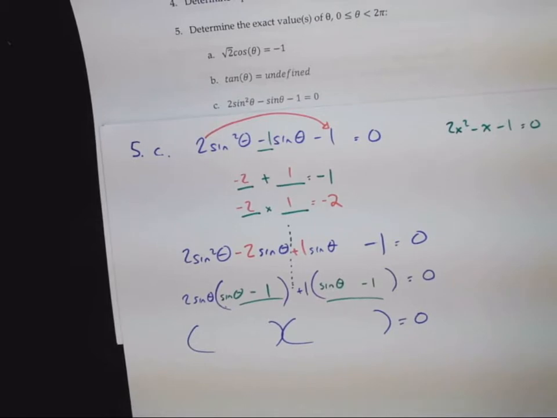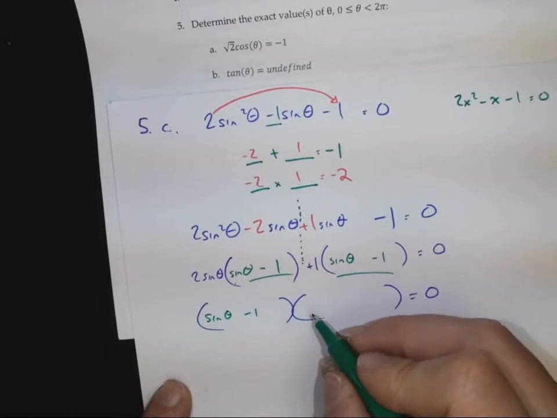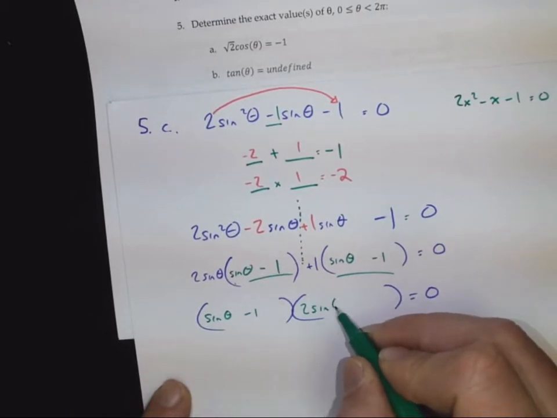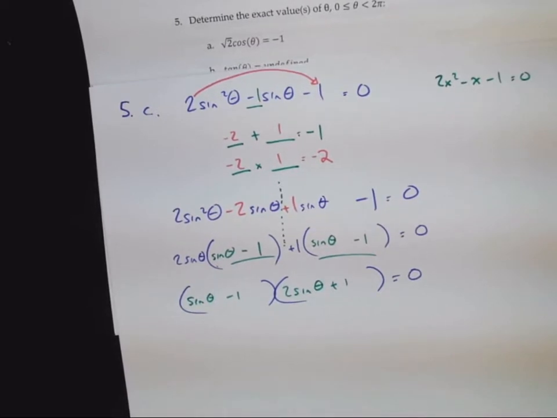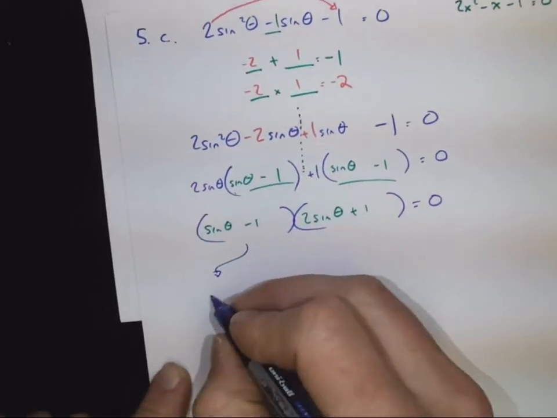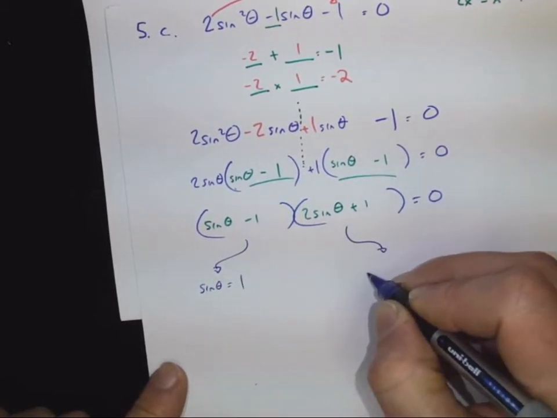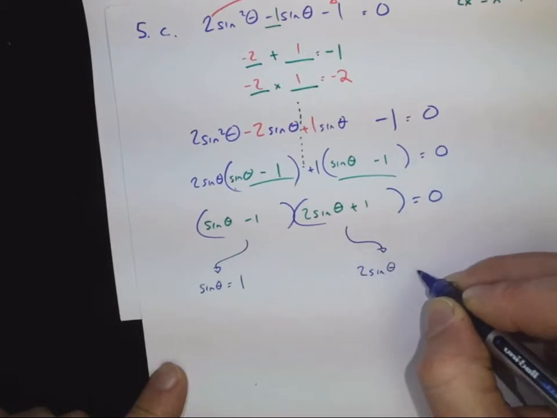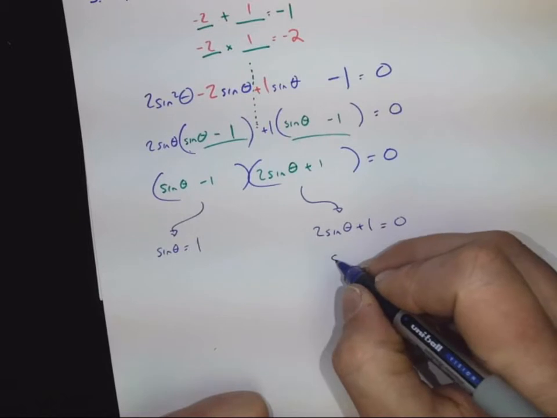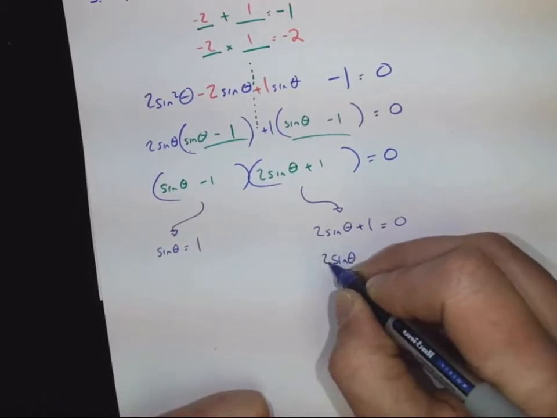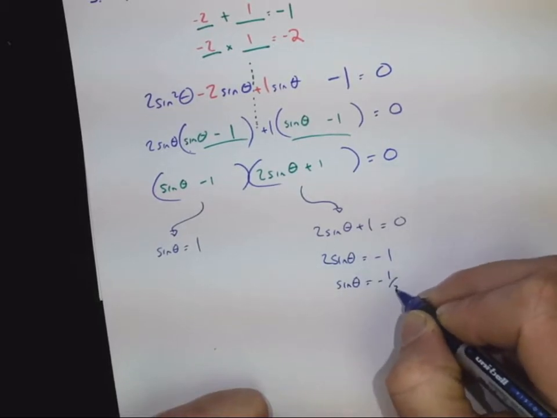And when we do that, we'll get that sine theta, take away 1 in front here, and 2 sine theta plus 1. Those are the leftover terms. Cool. So it looks like we have two different scenarios here. We have the scenario where sine theta is equal to 1, and another scenario where 2 sine theta plus 1 equals 0. Or, in other words, I can simplify that. So 2 sine theta is -1. So that means sine theta is equal to -1/2.